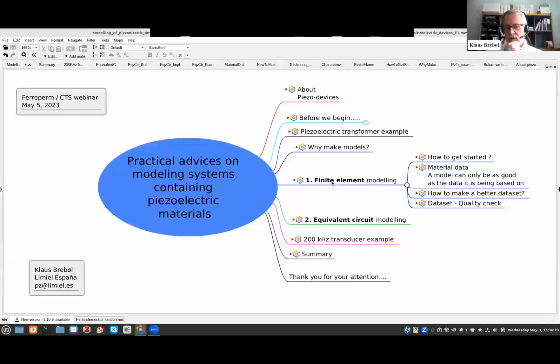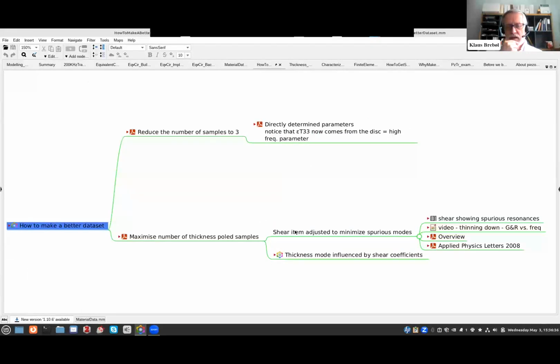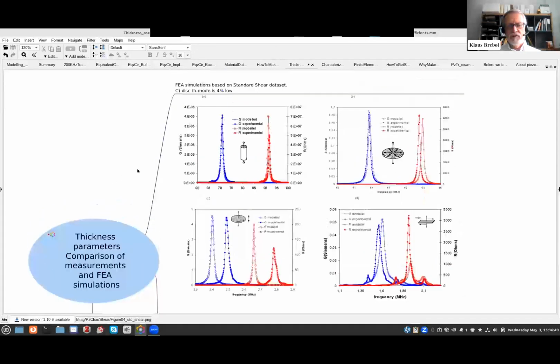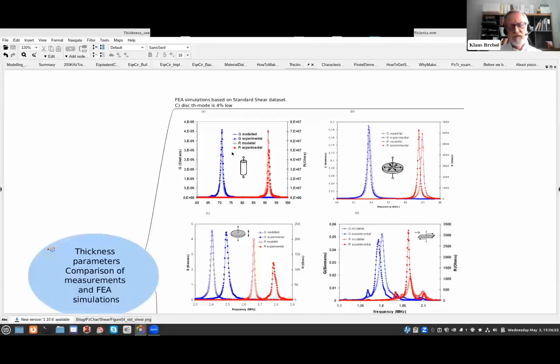So much about finite element for the moment. But no, sorry, I forgot one thing. This was shear. But there is another thing, and that is that shear is actually influencing thickness modes also. So it's not an excuse that you're not making accelerometers, you're not operating with shear, you're only working with thickness mode.